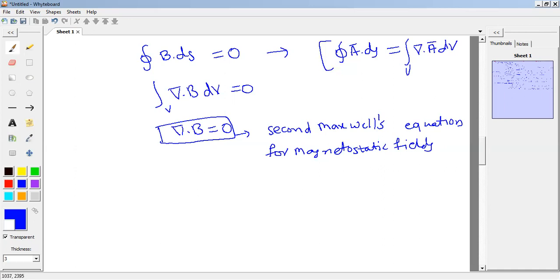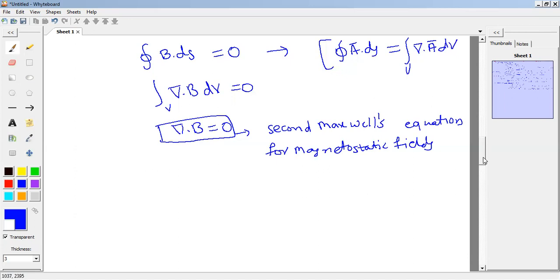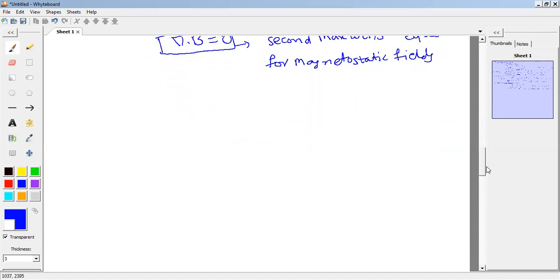Now we can write the summary of these four Maxwell's equations, in differential form, integral form, and remarks.